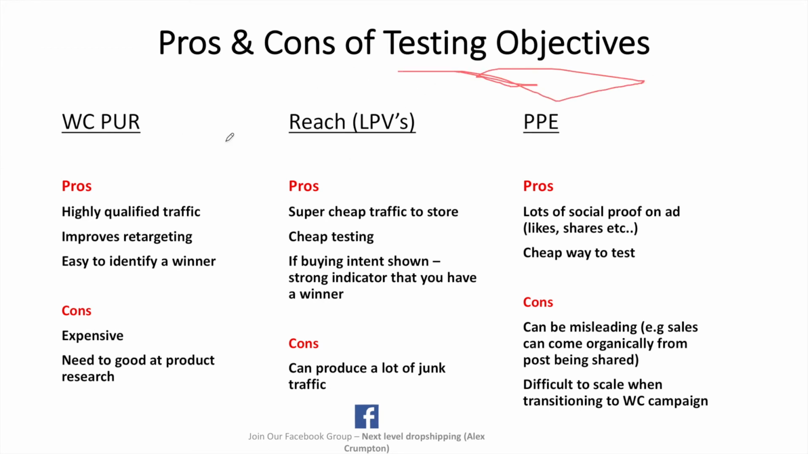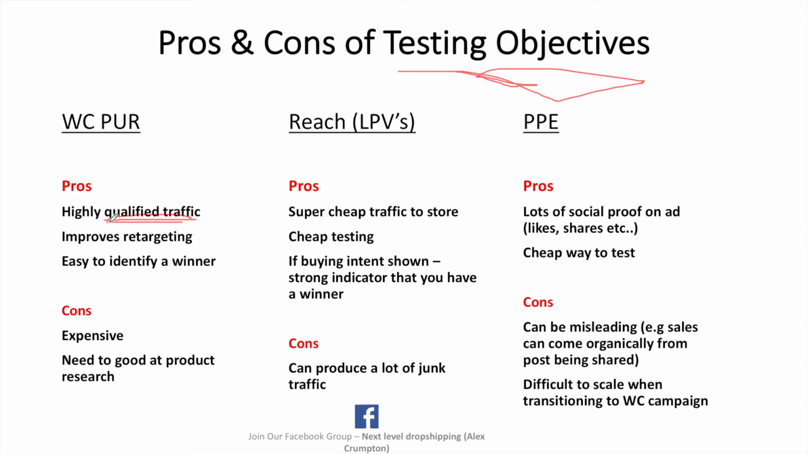So we've got website conversion purchase, we've got reach optimized for landing page views, and an engagement campaign optimized for page post engagement. So the pros of the WC purchase campaign is the traffic is highly qualified. This is the best quality traffic, and Facebook will serve your ads to people who are most likely to purchase based on that particular user's recent activity on Facebook. They're really highly likely to make a purchase.